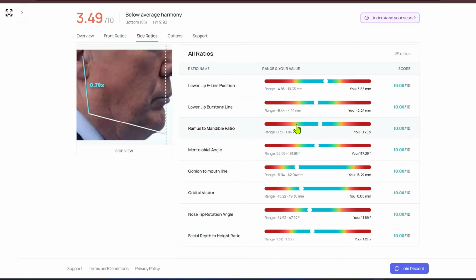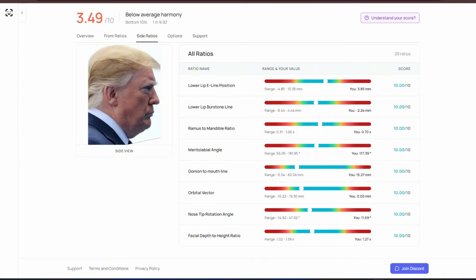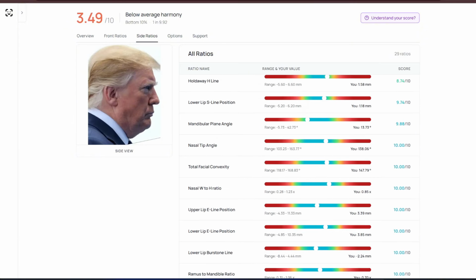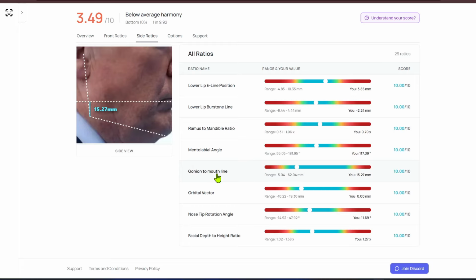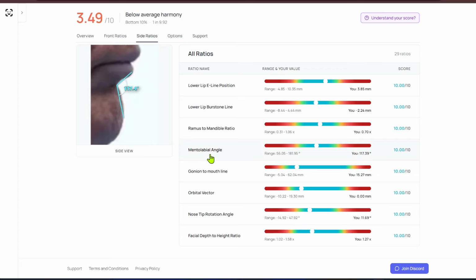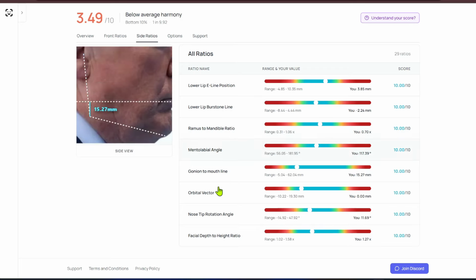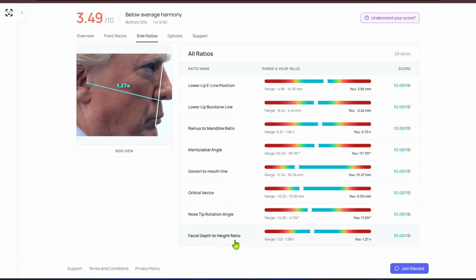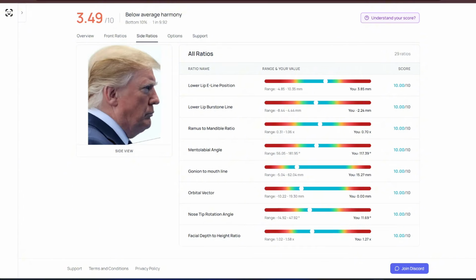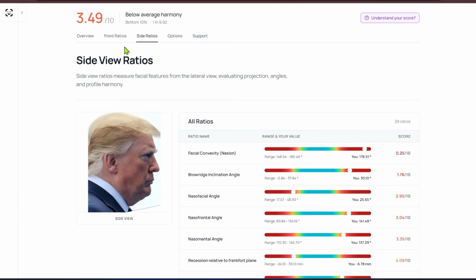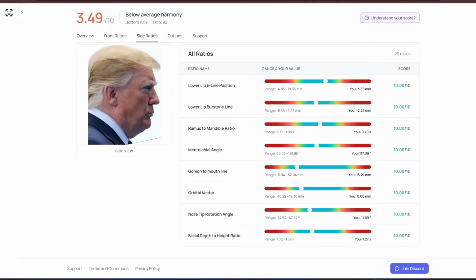Moving on, for his highest scores with his side profile, he does actually hit a few at the ideal range. They're quite common ones, but nevertheless, gonion to mouth line is a 10 out of 10. His mentolabial angle is a 10 out of 10. Ramus to mandible ratio is optimal. Facial depth to height ratio is also optimal. So these are some big scores, and these are all objective harmony measurements of Trump's face, of his bone structure using geometry and angles. Okay? So this is the objective measurement.